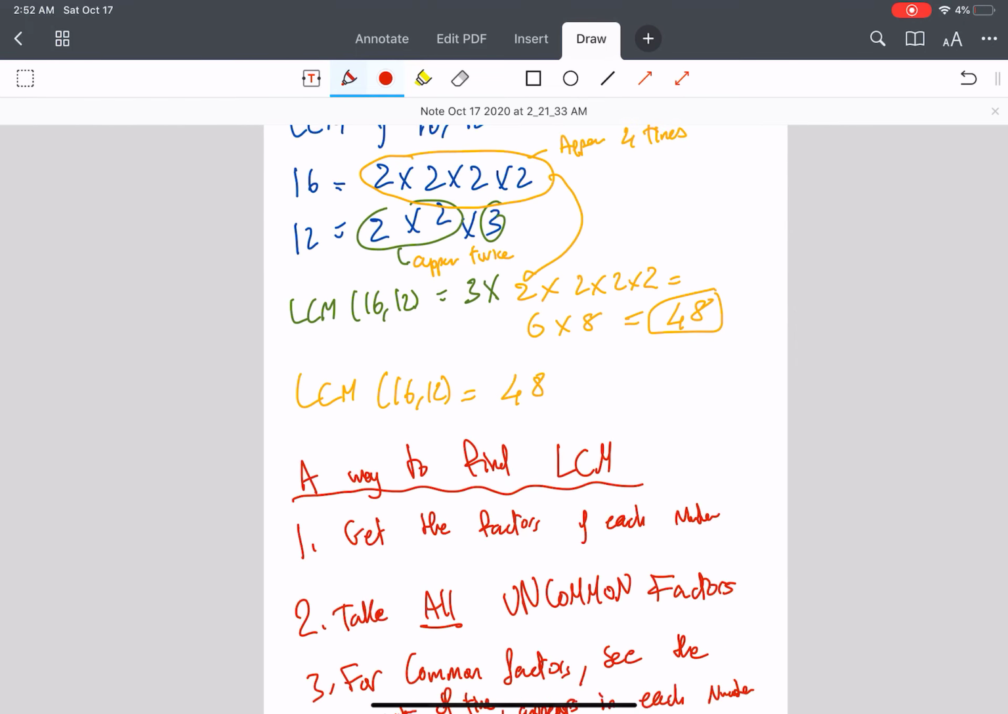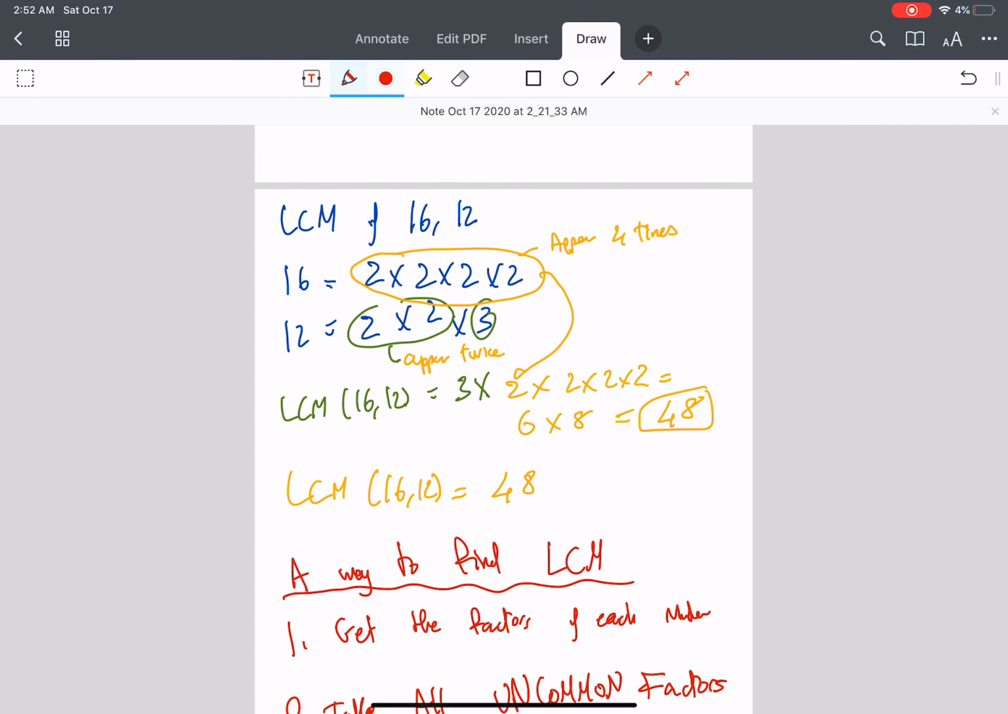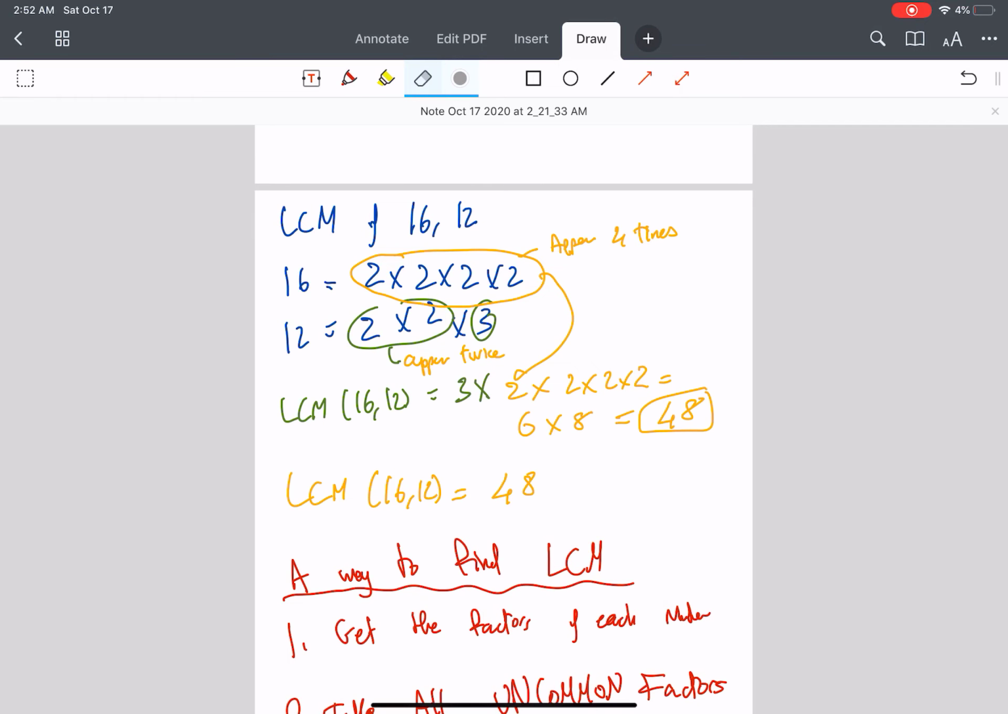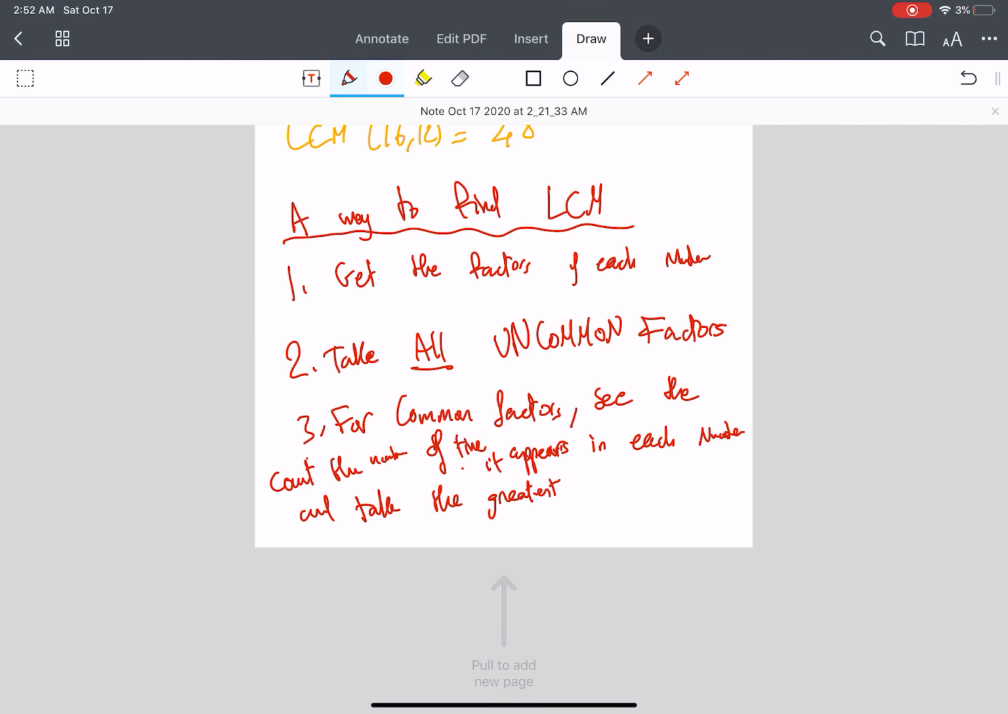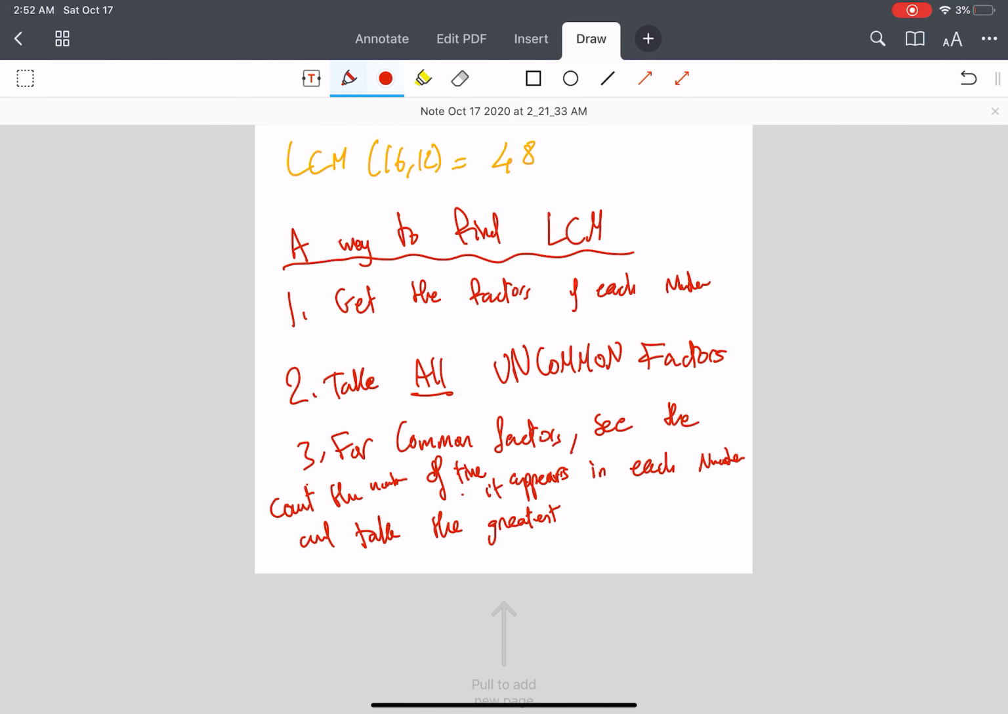For example, in 16 and 12, 2 appeared 4 times in 16, and 2 appeared 2 times in 12. So I'll take 2 four times. Then 3 is an uncommon factor, so we just took 3. So the LCM will be 48. I think I'm done. I'll put other examples.